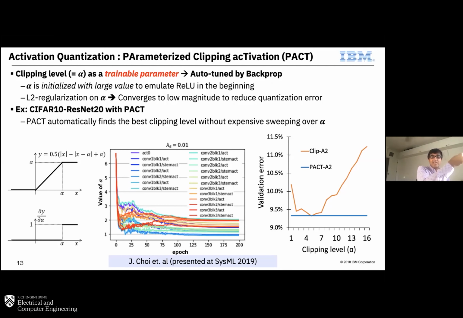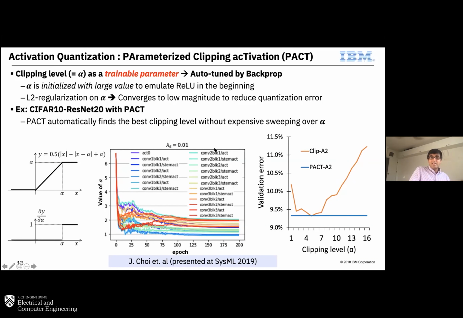And essentially, it emulates ReLU in the beginning, but through the training process and through regularizers that are imposed on alpha, it goes, as you can see in this picture in the middle at the bottom, the value of alpha decreases from a high value down to a very low value. And the network learns to live with this clipping because it has been trained with that clipping in mind. And as you can see in the picture on the right, if you were to manually pick the clipping value, you have a lot of dependency on the human itself to figure out what the right clipping level is and what is the impact of that on the accuracy.